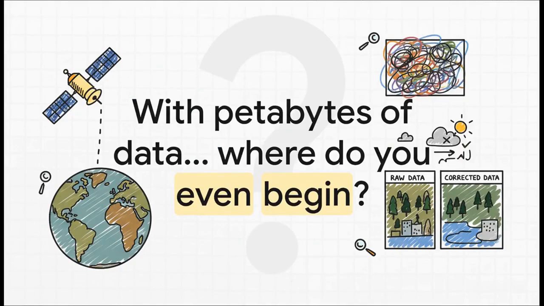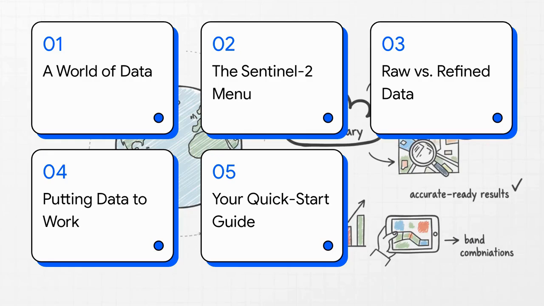When you search for something as fundamental as Sentinel-2 imagery, you're immediately hit with choices. And picking the right one, that is the absolute first and honestly most crucial step for any analysis you're going to do. So, to get you going on the right track, here's what we're going to cover. We'll look at the world of data we're dealing with, break down the Sentinel-2 menu, really get into the difference between raw and refined data, see it in action, and then wrap it all up with a quick start guide.